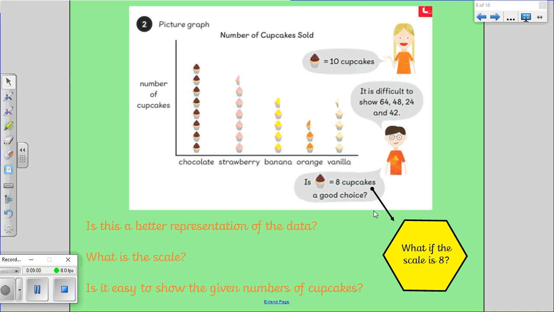So what about if the scale was changed to 8? Would that be a good choice? If we think about the numbers, we've got 64, 48, 24 and 42. Would it be easier to use the scale 8 instead?